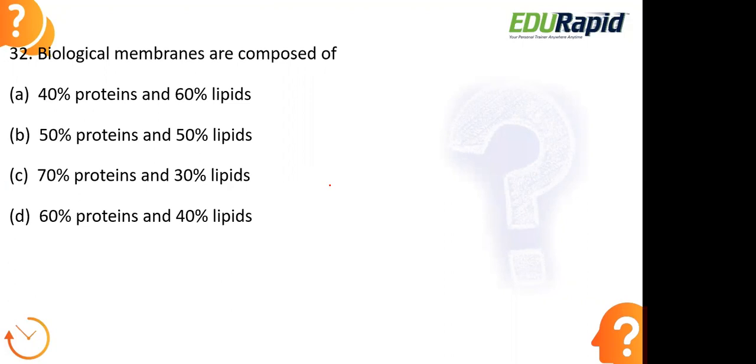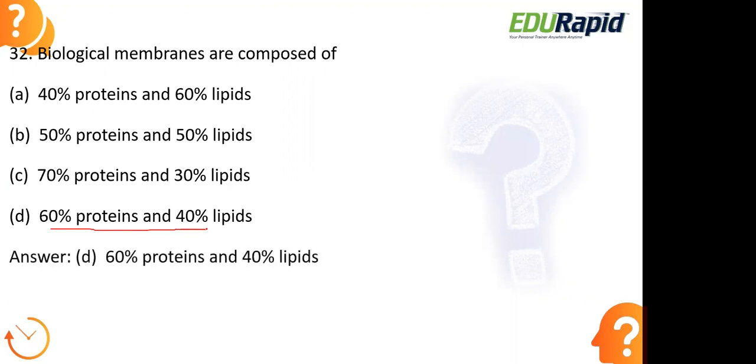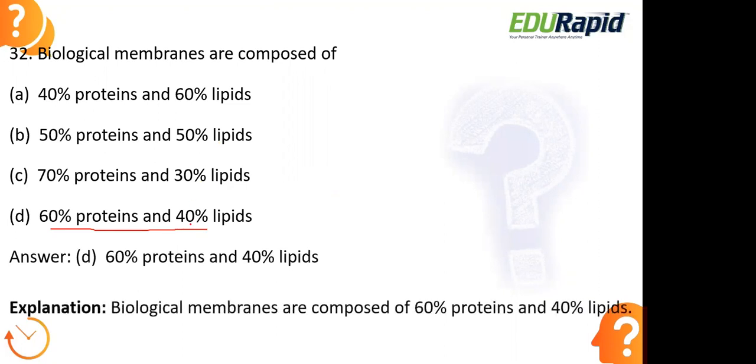Okay, let us look at the right answer. The right answer is option D, 60% proteins and 40% lipids. In this ratio is the composition of the biological membrane, that is, the membranes of membrane-bounded organelles, which are usually semi-permeable in nature. The membranes of the different organelles that we can see here have a composition of proteins and lipids in these percentages respectively. Okay, moving to the next question.